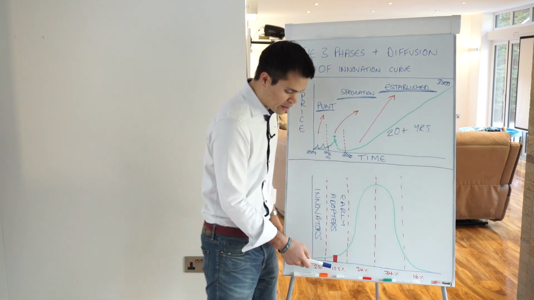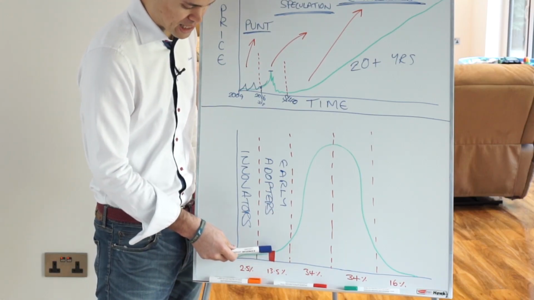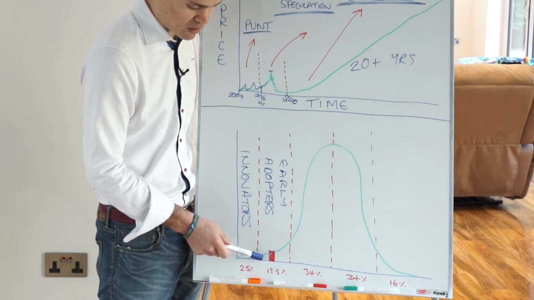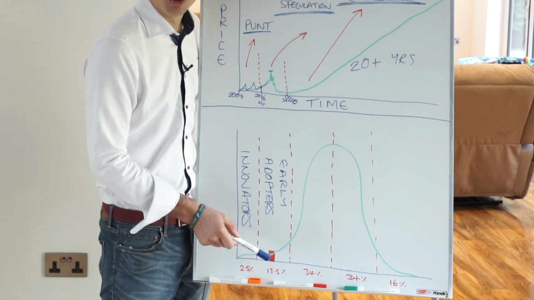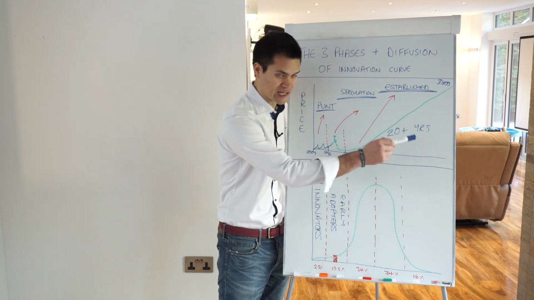But there is a thing here called the chasm. And the chasm is basically an area where, if the product doesn't get past the chasm or the gap, it's doomed for failure, or it hits this and then dies a slow death and maybe comes back later.